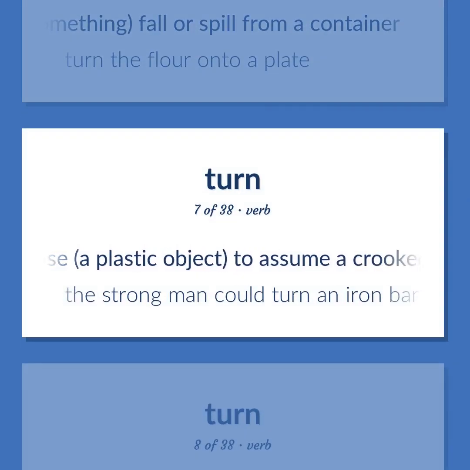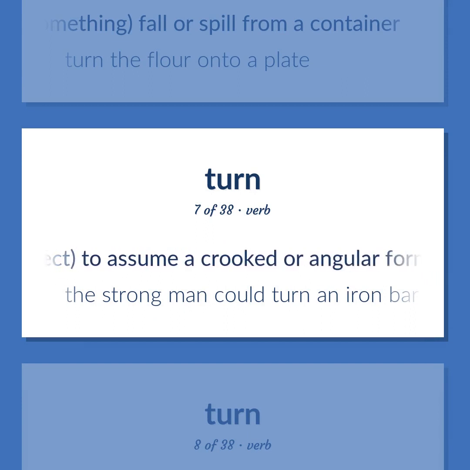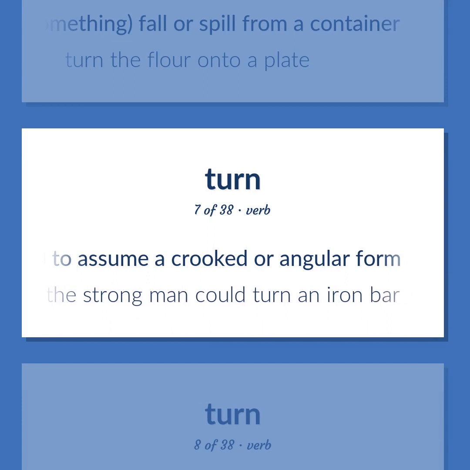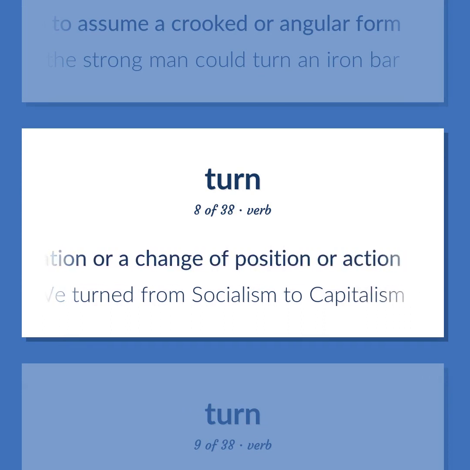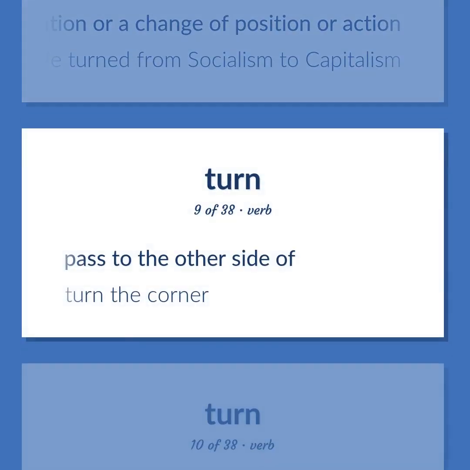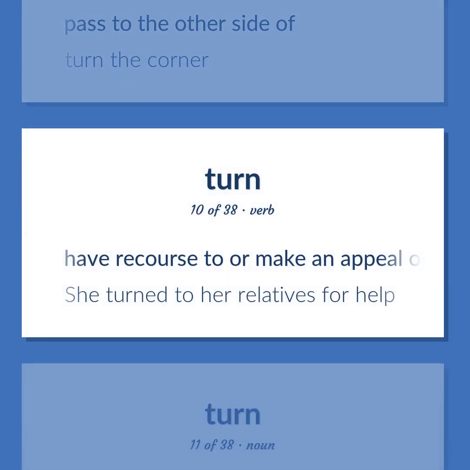Cause a plastic object to assume a crooked or angular form. The strong man could turn an iron bar. Undergo a transformation or a change of position or action. We turned from socialism to capitalism. Pass to the other side of. Turn the corner. Have recourse to or make an appeal or request for help or information to. She turned to her relatives for help.